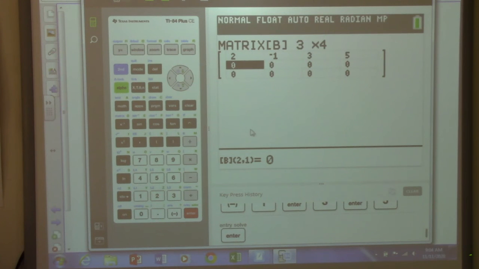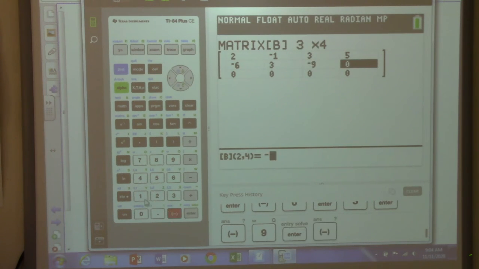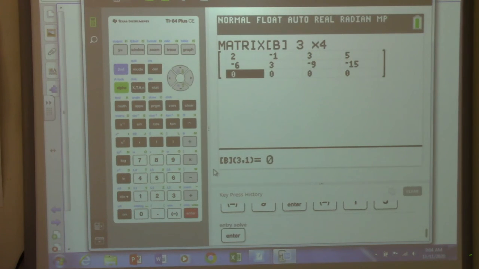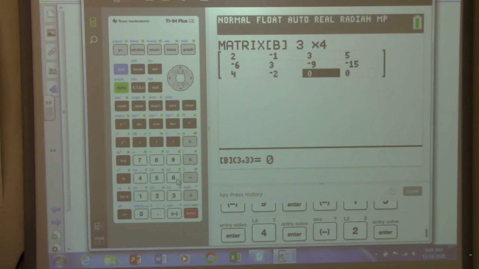So -6, 3, -9, -15. They don't match. Okay, that matches. Okay, next one, we got 4, -2, 6, 10, right? Yes, sir.